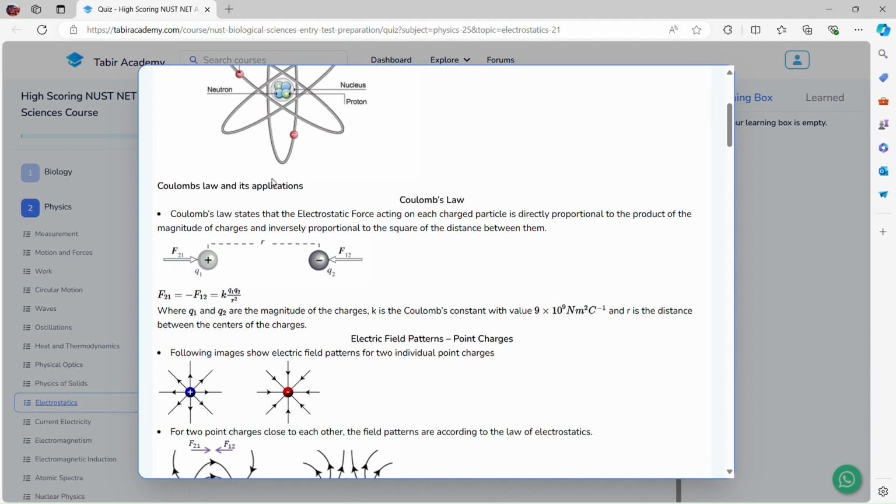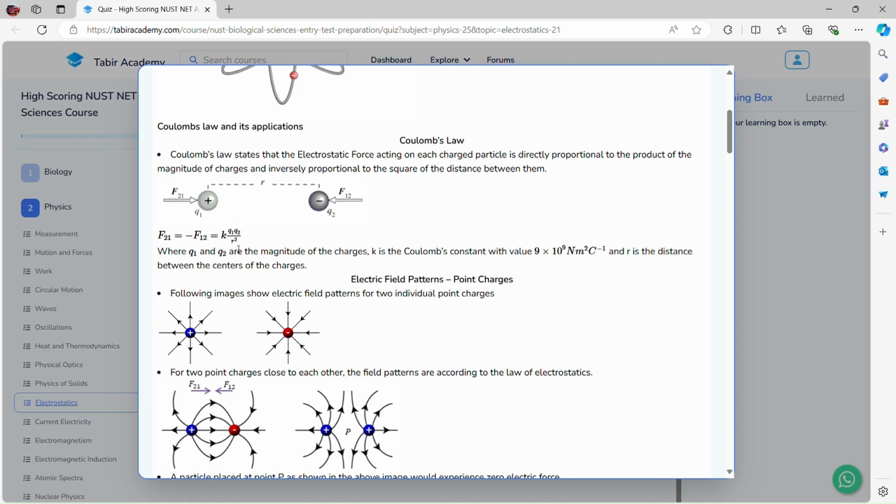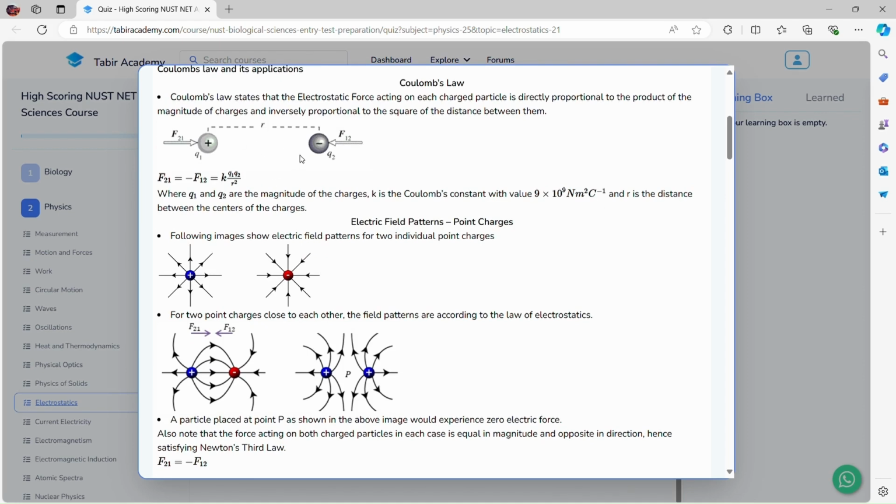Coulomb's law and its applications. Coulomb's law states that the electrostatic force acting on each charged particle is directly proportional to the product of the magnitude of charges and inversely proportional to the square of the distance between them. This is your charge Q1 and Q2, F12 and F21, and this is the distance. F21 equals negative F12 equals K multiplied by Q1 Q2 over R squared, where Q1 and Q2 are the magnitudes of the charges. K is Coulomb's constant with value 9 times 10 to the power 9 Newton meter square per Coulomb square, and R is the distance between the centers of the charges.